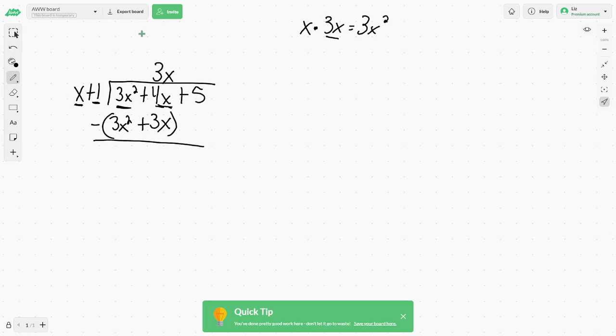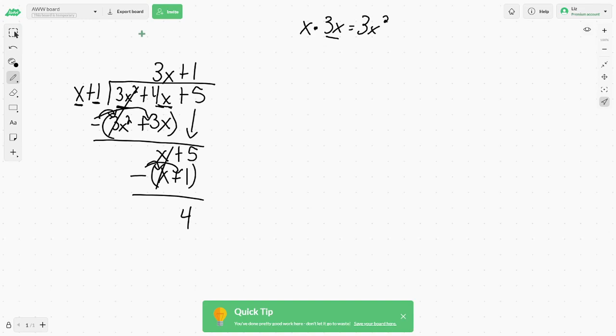So 3x squared minus 3x squared is just 0, so they cancel out. And then 4x minus 3x is just x. Because remember, we have to distribute that negative. Bring down my 5, and I have x plus 5. What do I need to multiply x by to get x? Well, that's just 1. So 1 times x plus 1 is just x plus 1. And remember, I'm subtracting it. So x minus x is 0. 5 minus 1 is 4. Because remember, we distributed that negative. So 4 is our remainder.